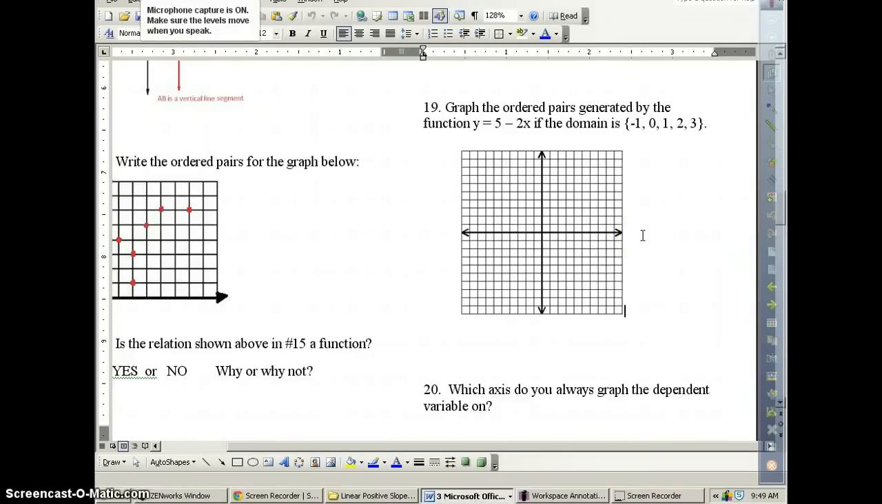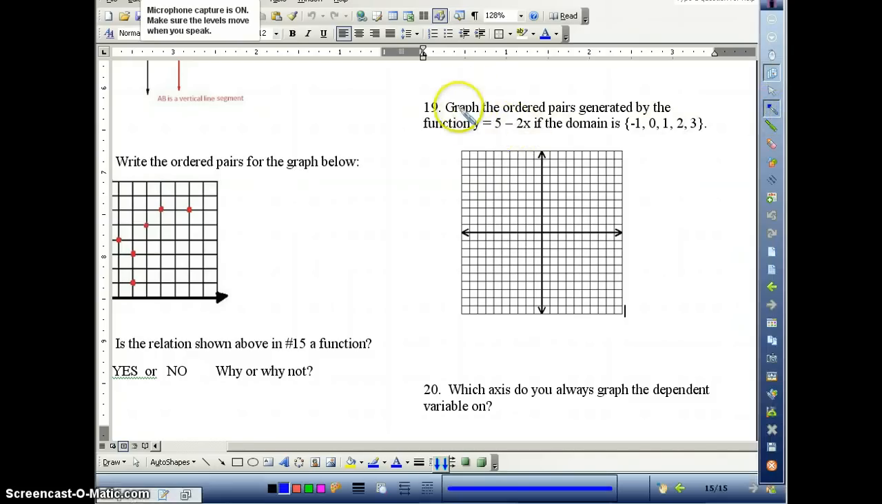Okay, so about an hour's gone by since I made the first part of the video, and I can't remember if we did 19 or not. So I'm going to pick up with number 19, just in case. It says, graph the ordered pairs generated by the graph y equals 5 minus 2x if the domain is -1, 0, 1, 2, and 3. What's domain again? Yep, those are all of your x values.